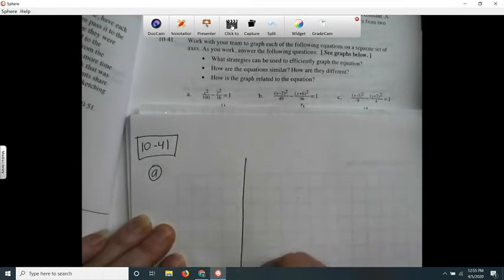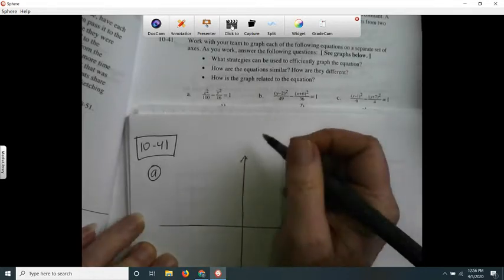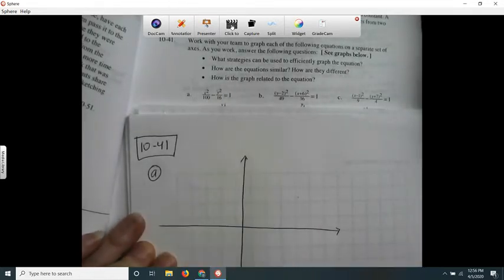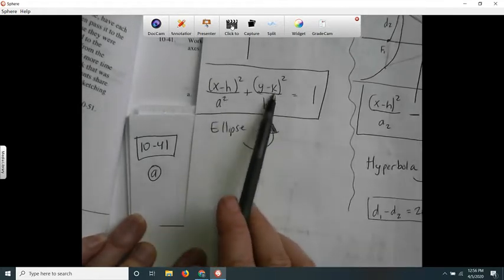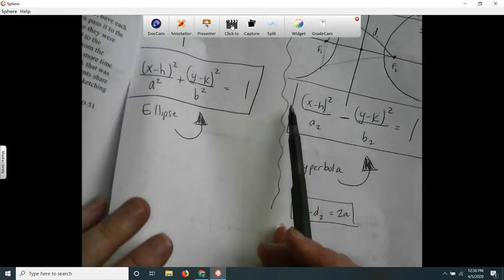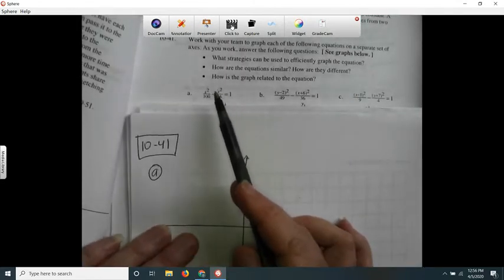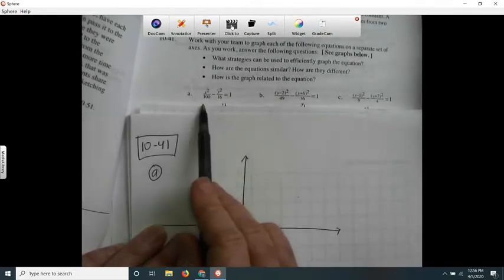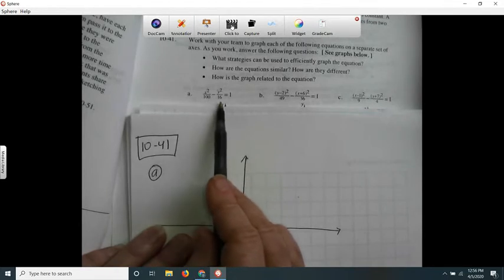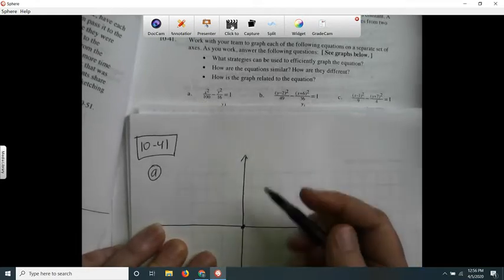So if I had to graph this, I would draw my xy graph. And then I look at my equation. I've got x minus h and y minus k. So that gives me my center. In this case, my center is just going to be at the origin. And then I look at a and b. That's a squared and that's b squared. So the square root of a squared is 10.